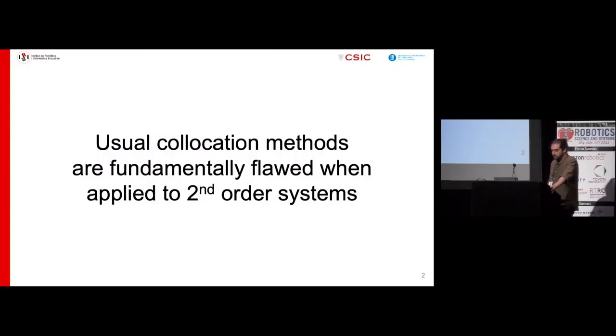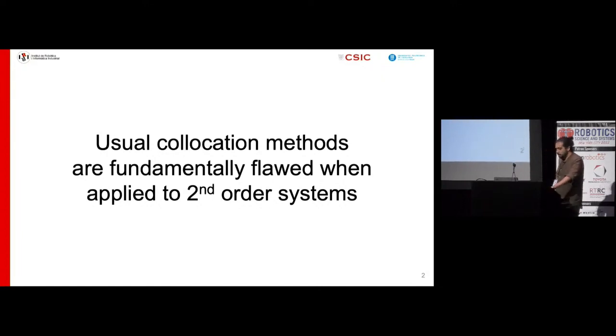So, our purpose with this talk is to show that the usual collocation methods for trajectory optimization are fundamentally flawed when applied to second-order dynamical systems like those in robotics. I will try to show you why and present our solution to this problem.